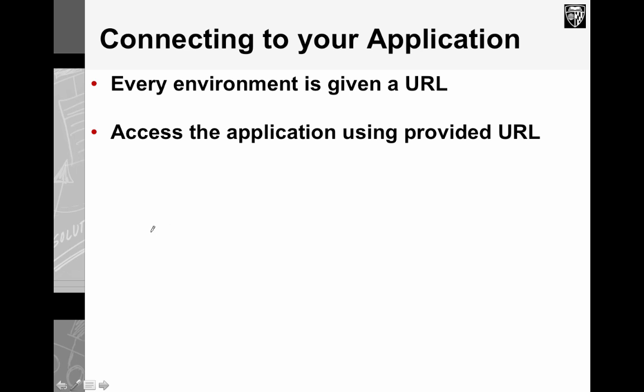Once you've deployed your application, all you have to do is access your application. In order to access the application, you have to use the given URL. Every environment has a given URL that is associated with that particular environment. If it's a single instance environment, there'll be a URL right there for the single instance. If it's an auto-scaled load balanced environment, then you would have the URL of the load balancer. You simply use that particular URL to access the application using a browser.